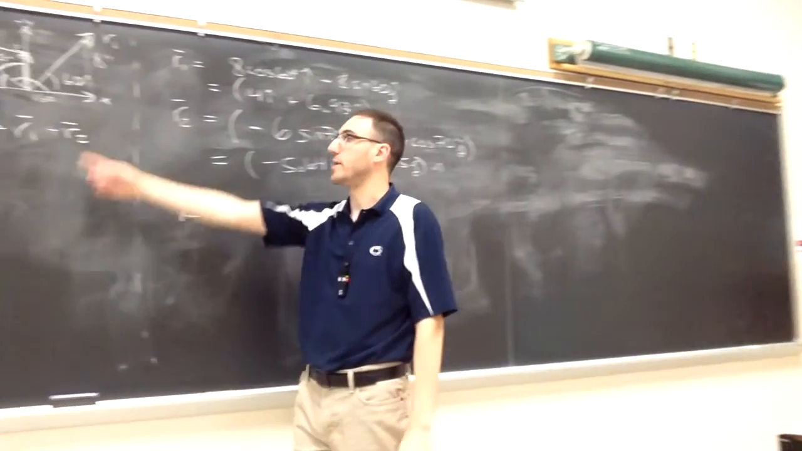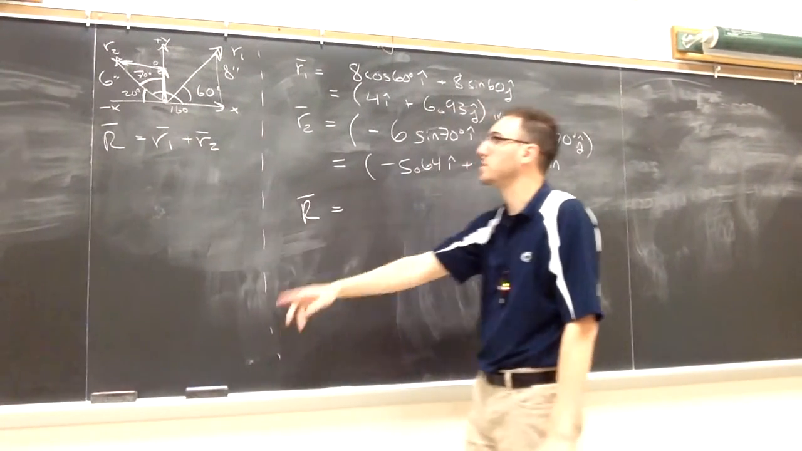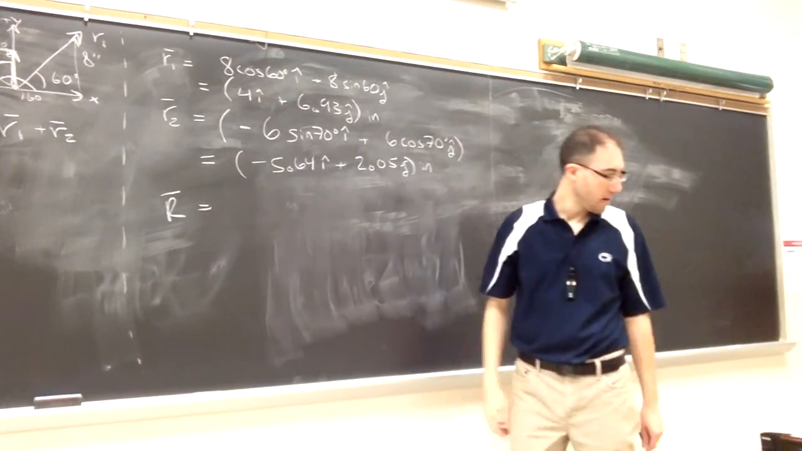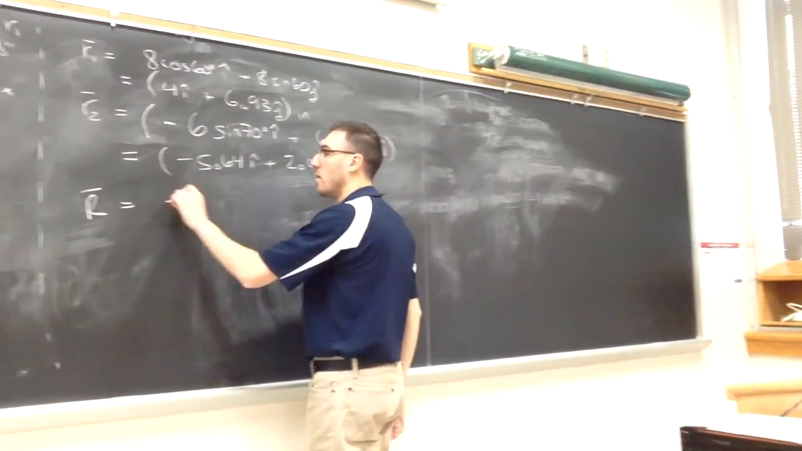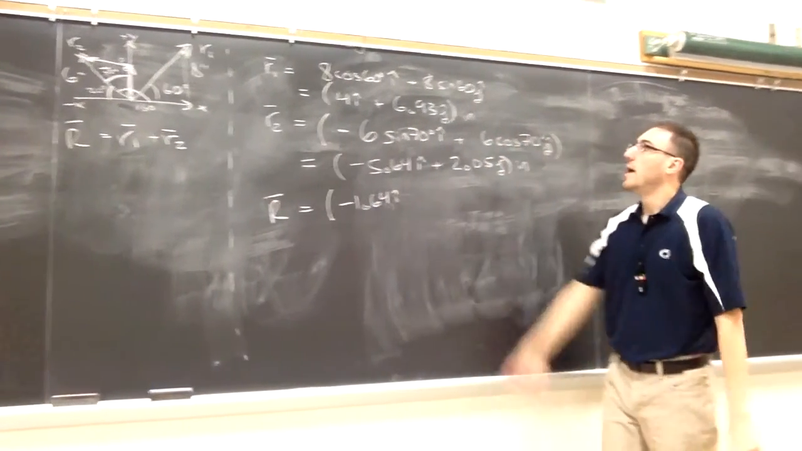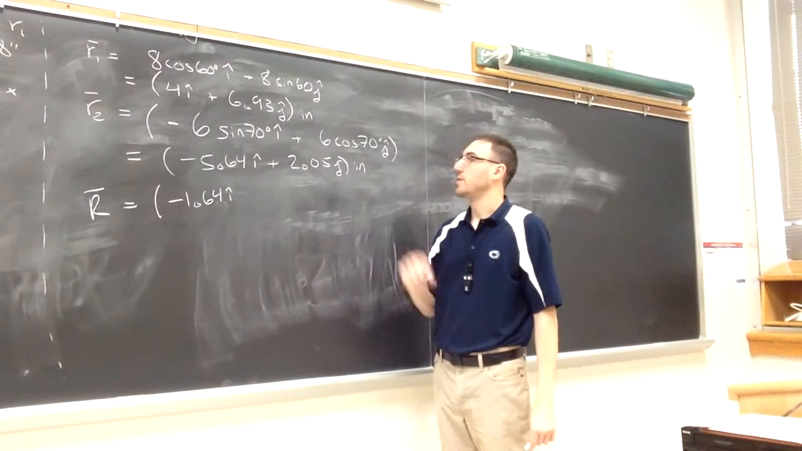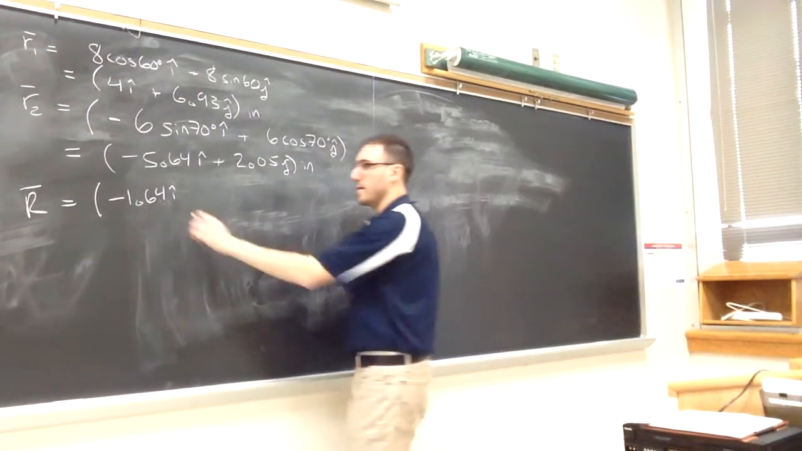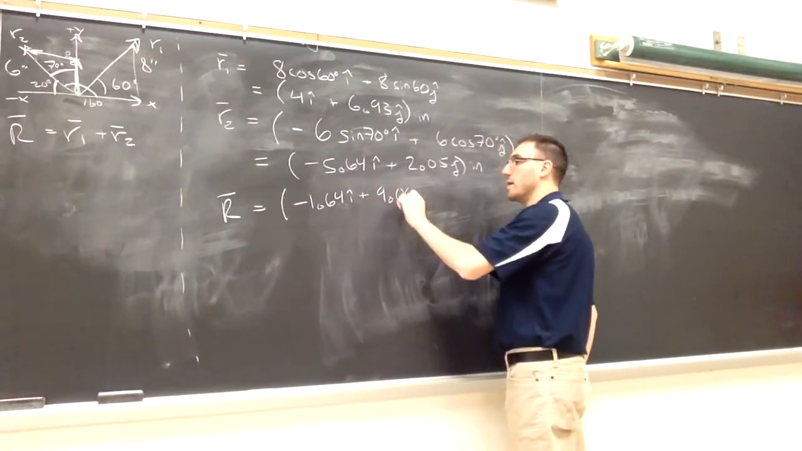Now we can carry through this addition because we have ij components. To find the resultant, we'll have 4 minus 5.64, which is going to give us a negative 1.64 i. And the 6.93 plus the 2.05, those are both the j components, are going to give me, I think I rounded a little bit, but 9.